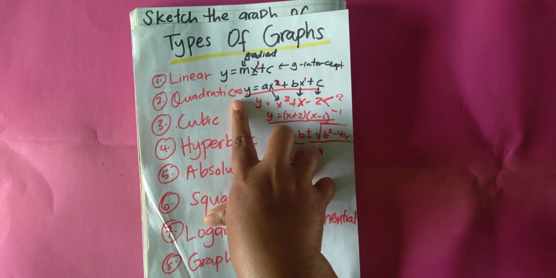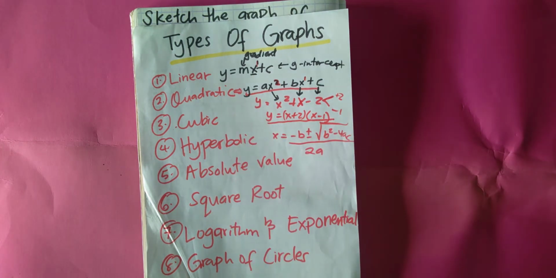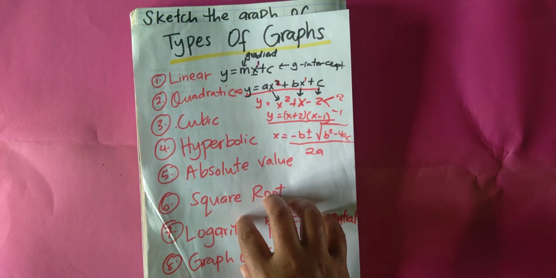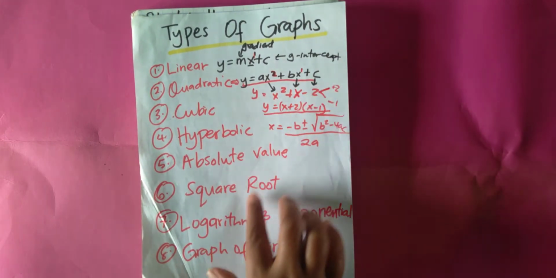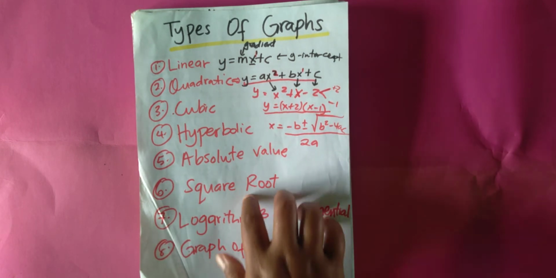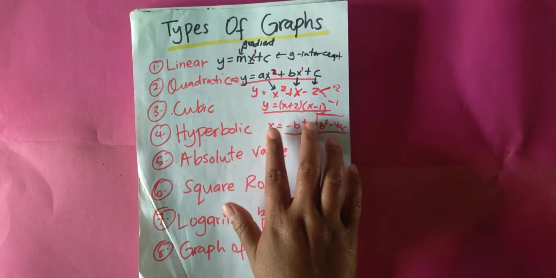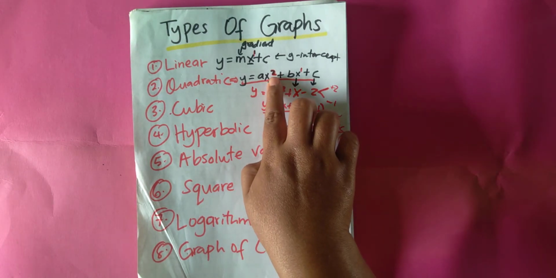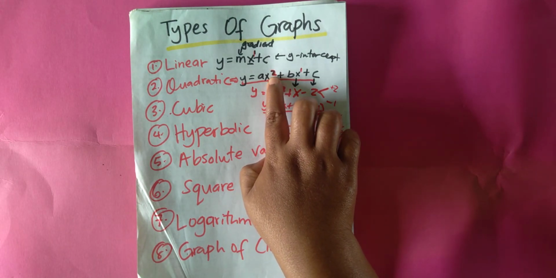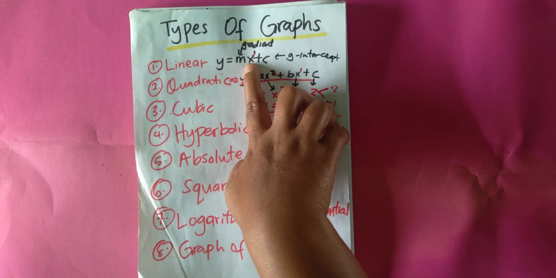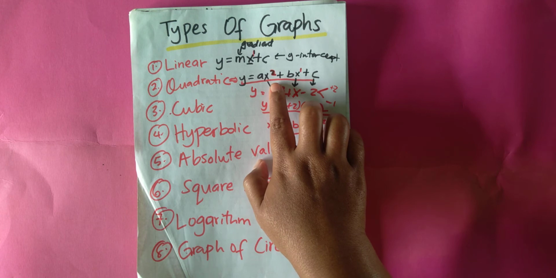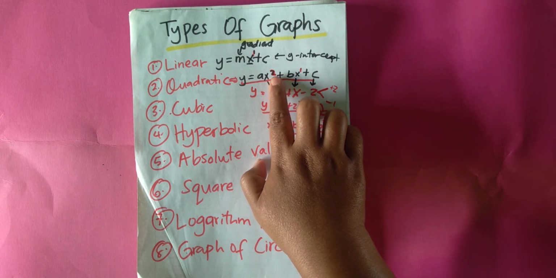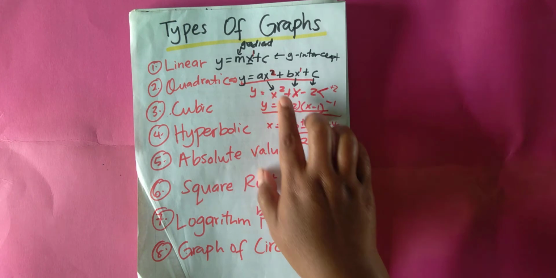For quadratic graphs, so far we have been solving and plotting graphs of quadratic functions that are in this form: y equals ax squared plus bx plus c. And for questions which are given in this form, usually we factorize it. Remember, for a quadratic function, the highest power is 2, so that means we will have 2 x-intercepts. For a linear function, the highest power is 1, so only one x-intercept. For quadratic, the highest power of x is 2, so we will have 2 x-intercepts.